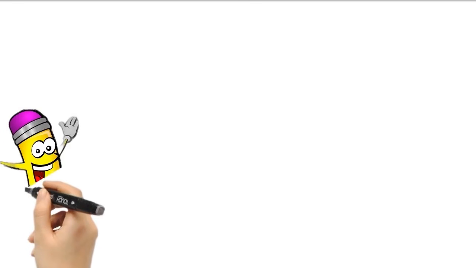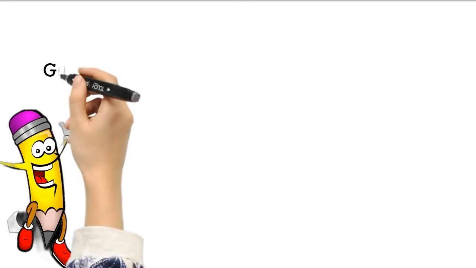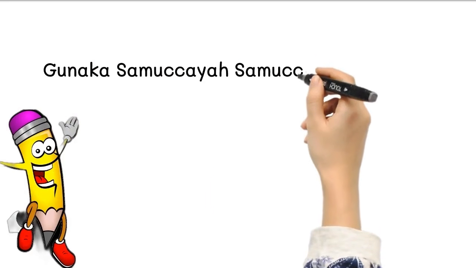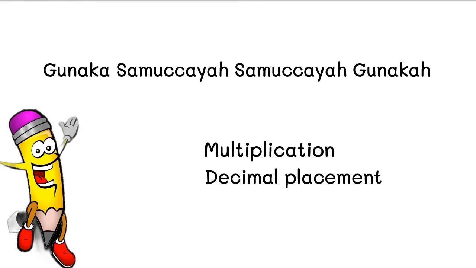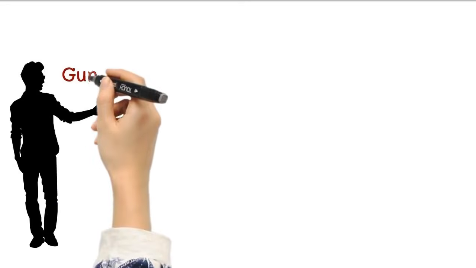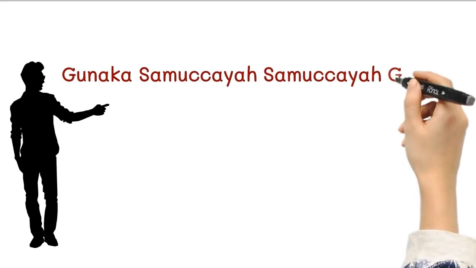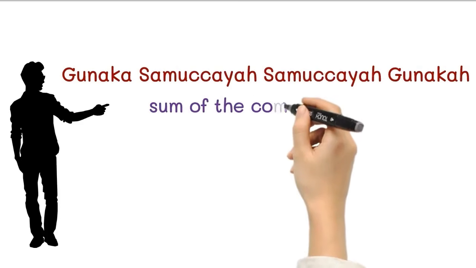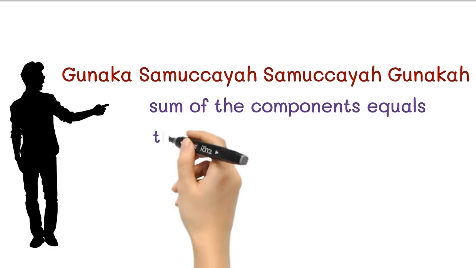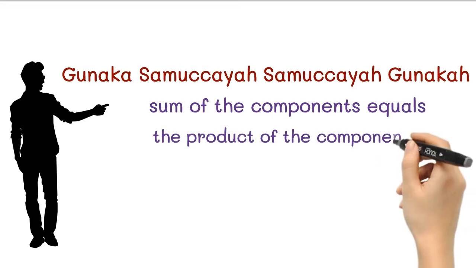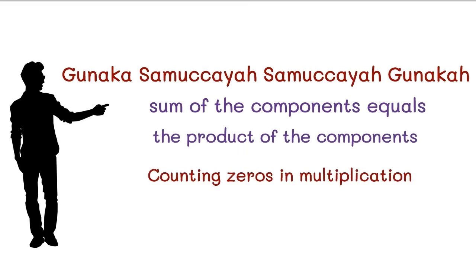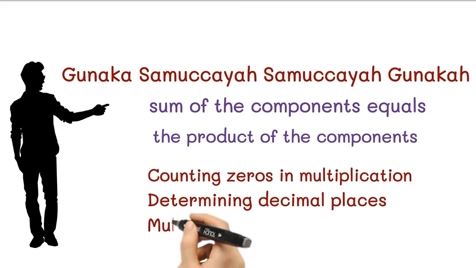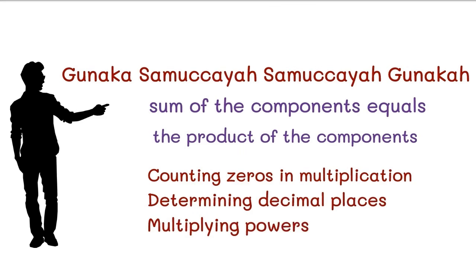Today we are going to understand an important Vedic mathematics principle, Ganotasamachchaya Samachchaya Ganaka, and we'll apply it to multiplication, decimal placement, exponents. Let's begin. Let us understand the sutra meaning. Sutra name: Ganotasamachchaya Samakaya Ganaka. The meaning is, the sum of the components equals the product of the components. In this video, the principle is applied to counting zeros in multiplication, determining decimal places, multiplying powers, exponents.